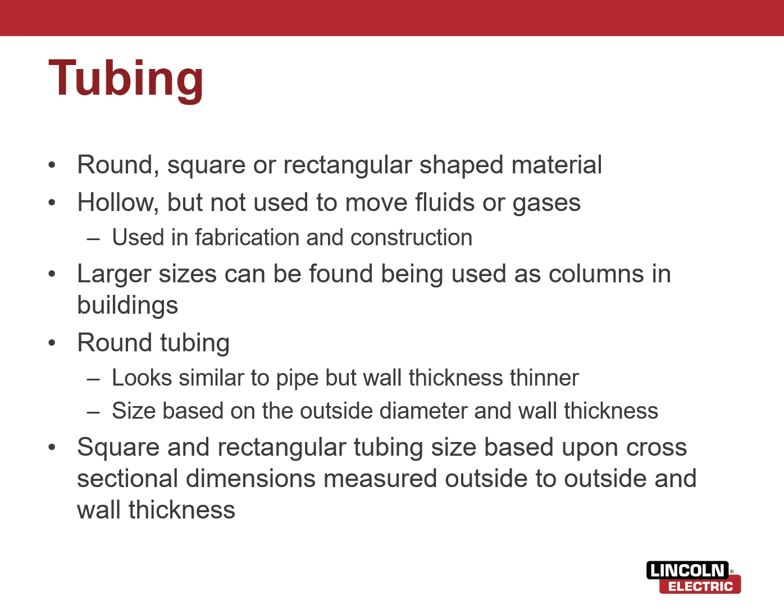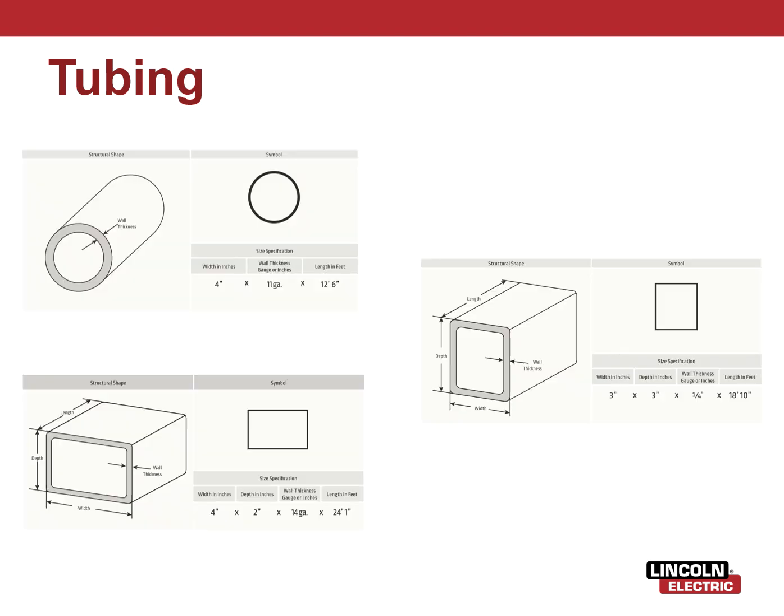And then round tubing. So this looks similar to pipe, but the wall thickness is thinner. Okay, and then tubing, you're always going to measure OD or outside diameter, and pipe, you're always going to measure by inside diameter and schedule. All right. So here is tubing, right? Wall thickness, 4 inches by 11 gauge. And then length last. Okay, rectangle tubing, square tubing. They're going width is edge to edge, outside diameter to outside diameter. And then wall thickness and length.